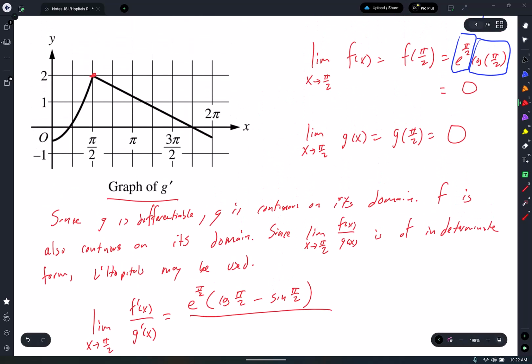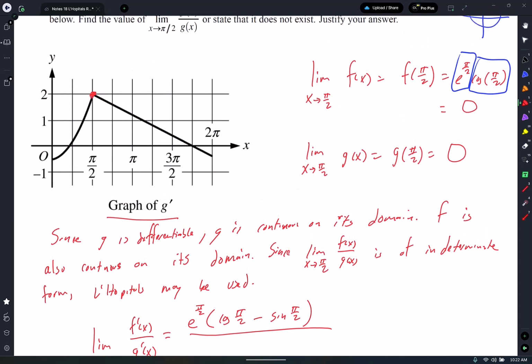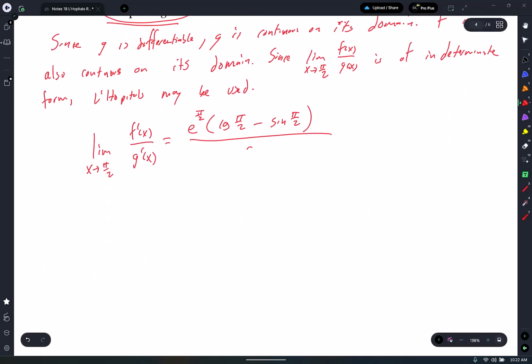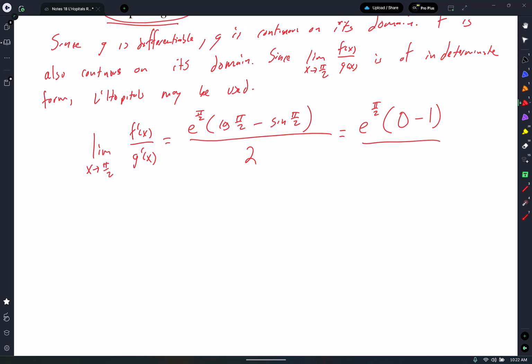over, and what's g prime of pi over 2? It's right here. This is g prime, 2. Let's see what this is. Bless you. E to the pi over 2, parentheses. What's cosine of pi over 2? 0. Minus what's sine of pi over 2? 1. Just 1. Over 2. So I have a negative. So this is my final answer. I guess you could leave it like that too, by the way. Negative e to the pi over 2 all over 2. There it is. I don't see any mistakes.